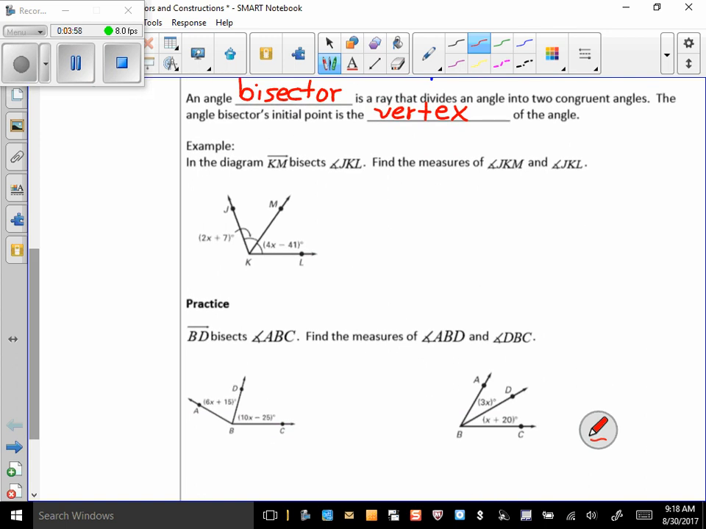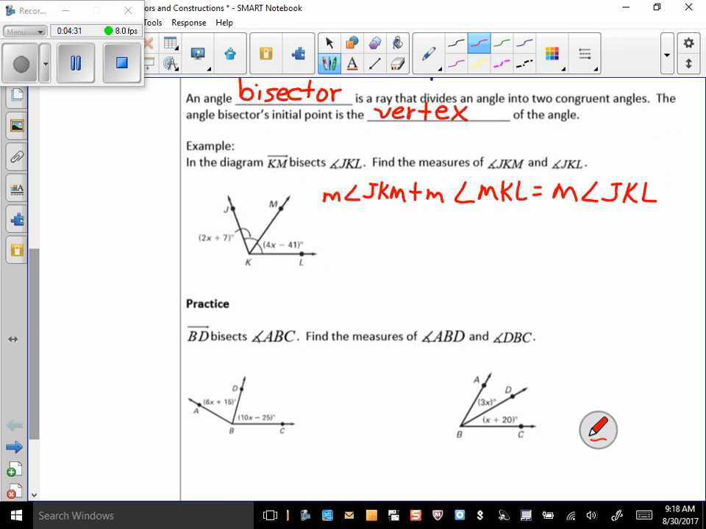All right, let's do an example. In the diagram, KM is the bisector of angle JKL. Find the measures of those two angles. Well, let's just write down the angle addition postulate. It says that the measure of angle JKM plus the measure of angle MKL equals the measure of the large angle, which is JKL.